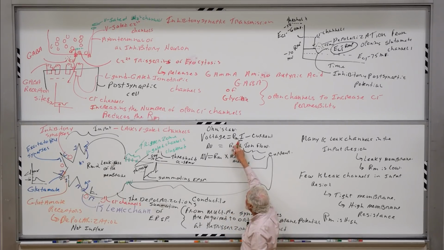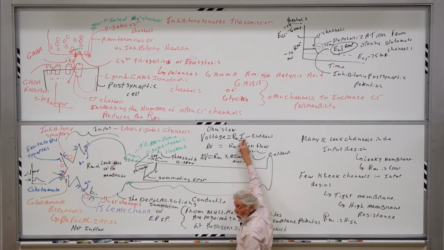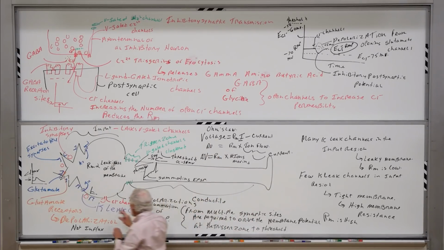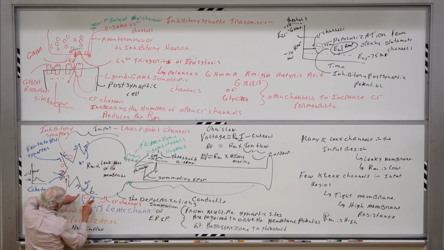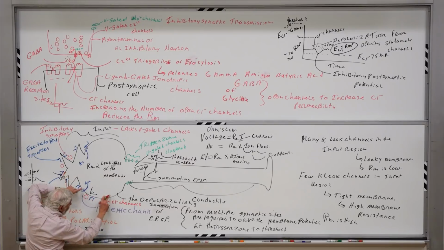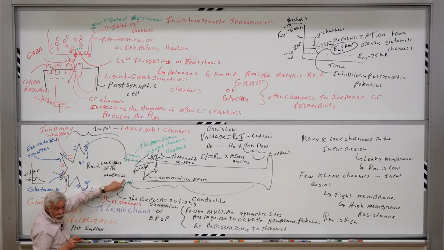If this number gets smaller and this current number doesn't change, because they only have a certain number of receptors and number of open channels, what's that going to do to the amplitude of the EPSP? Going to make it smaller. So that means if we make this membrane leakier, all of these EPSPs, as they travel across that leaky membrane, will get smaller.